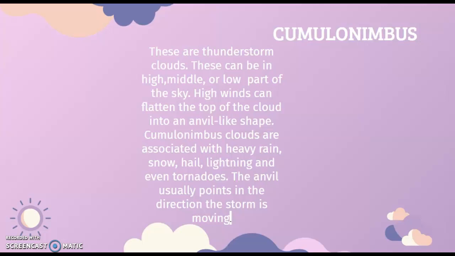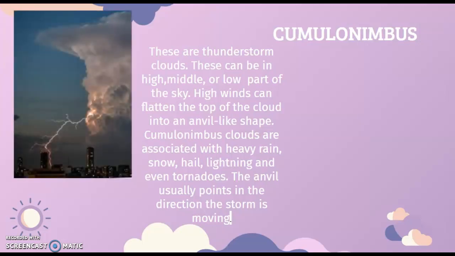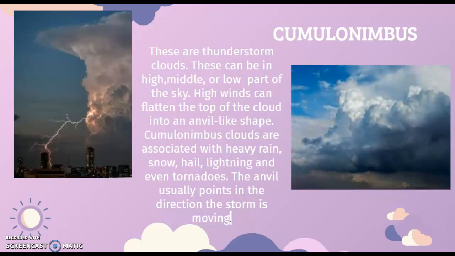So the final type of cloud we're going to talk about is called the cumulonimbus. These are thunderstorm clouds. These can be in high, middle, or low parts of the sky. High winds can flatten the top of the cloud into an anvil-like shape. Do you see how it's flat right here? Cumulonimbus clouds are associated with heavy rain, snow, hail, lightning, and even tornadoes. The anvil usually points in the direction of the storm.